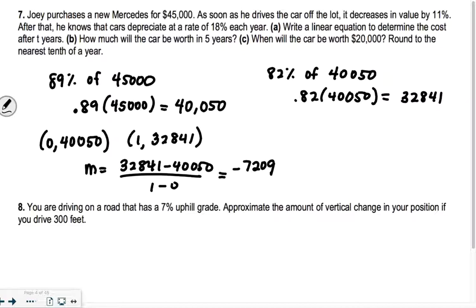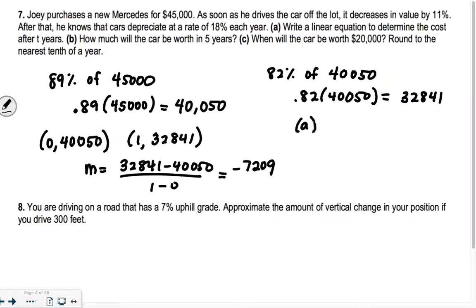Yeah, that's how much it loses value each year. Exactly. So in calculus, you're going to have to talk a lot about units, and they're going to say, interpret this in words. So you would say something like, each year, the car depreciates in value by $7,209. Those would be units, years and dollars, right?